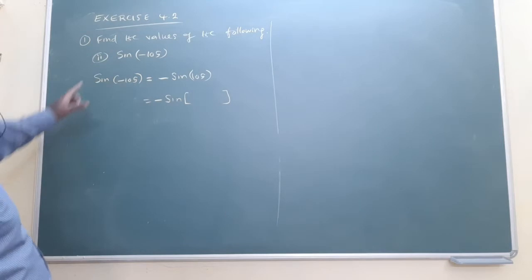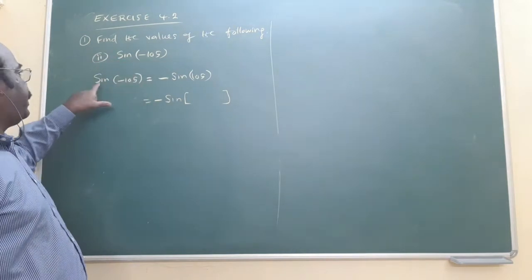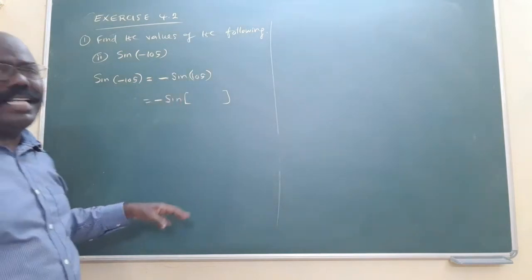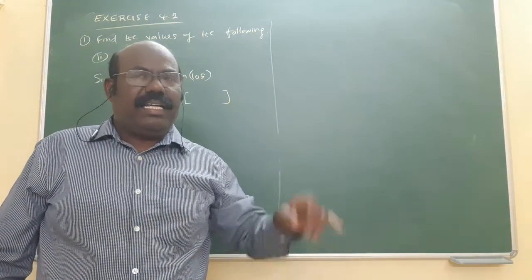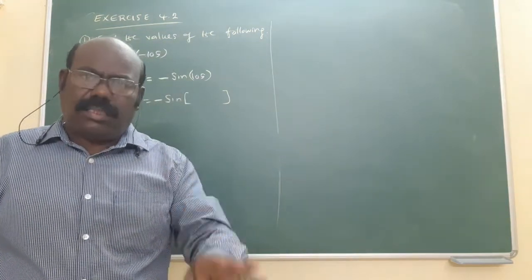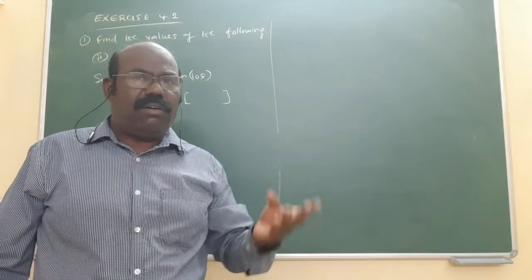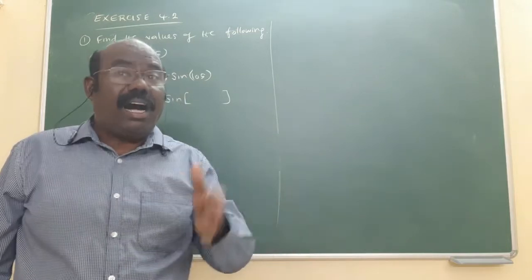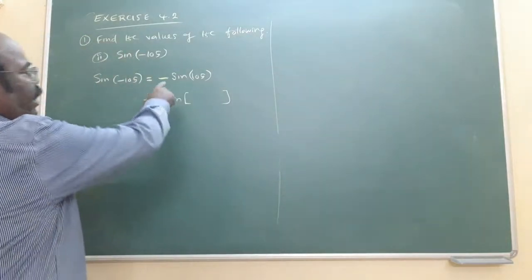Now next one, second subdivision: sin of minus 105. Sin of minus 105 came as minus sin 105. What is the reason? Only cos and secant are even functions. Cos of minus theta is cos theta, secant of minus theta is secant theta. But the remaining four, sin, cosecant, tan, cot, are odd functions. Sin of minus theta means minus sin theta. So minus sin of 105.